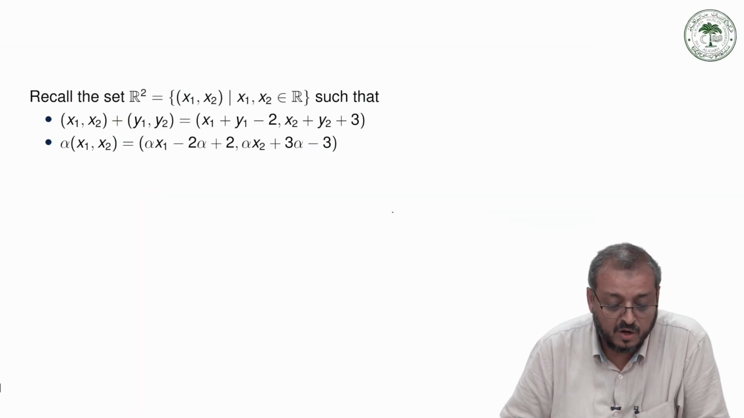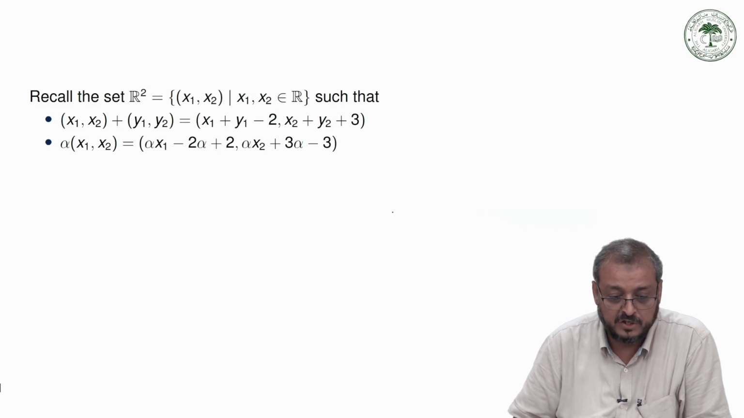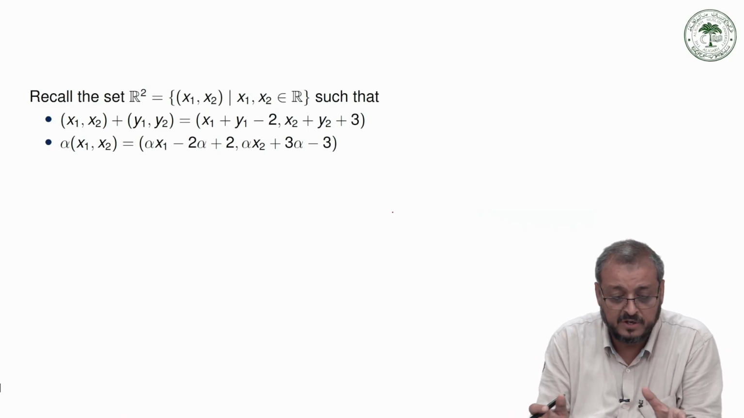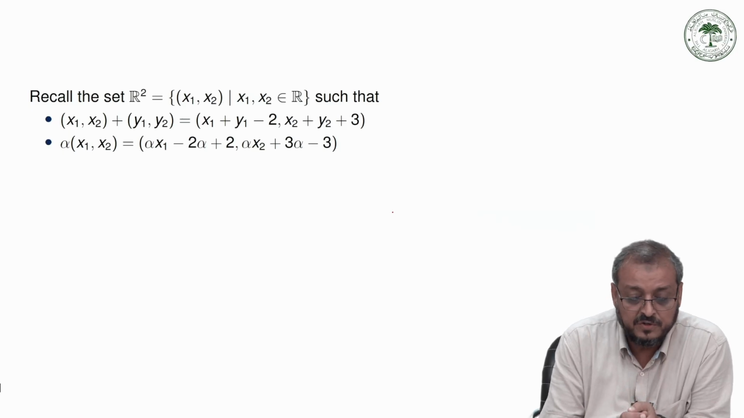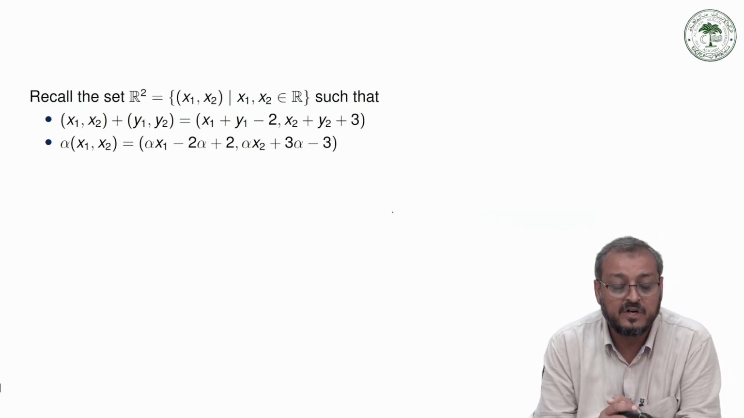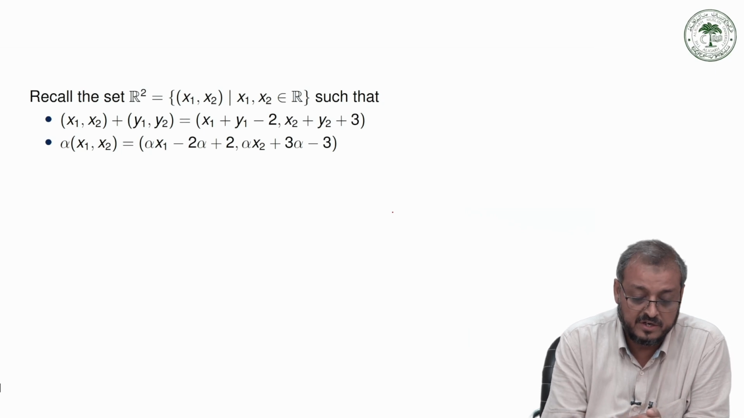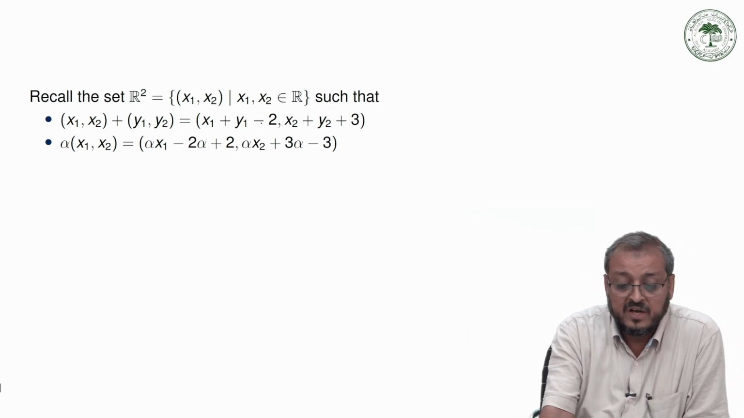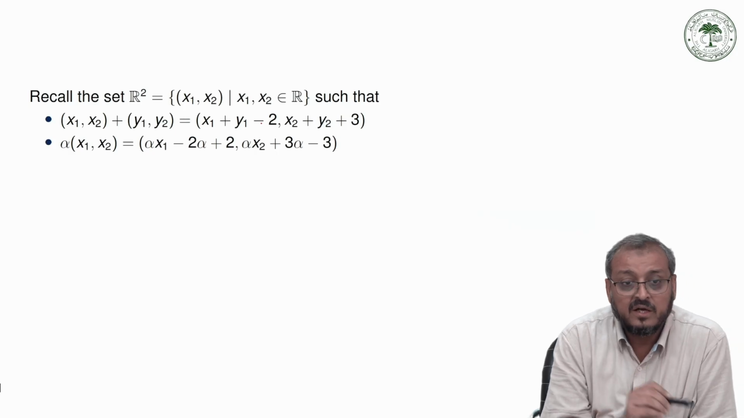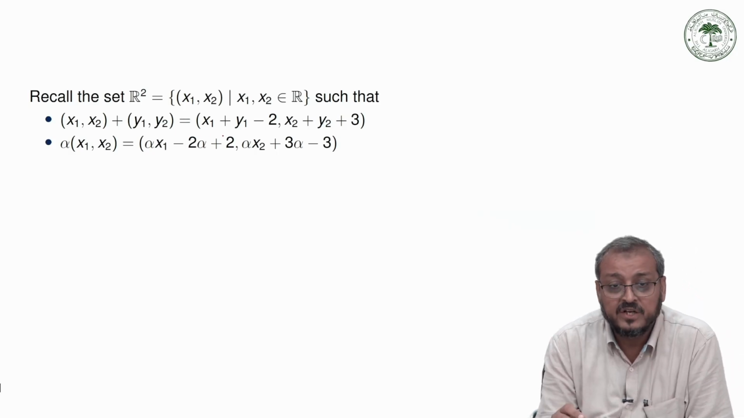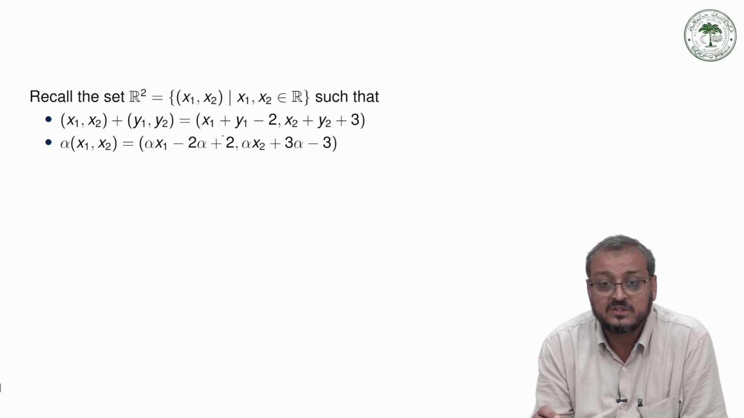Now we start with a new example. This is a different type of example, not ordinary. In this we define vector space addition and scalar multiplication in a different way, not the ordinary addition and scalar multiplication. On R2, for x1, x2 and y1, y2, we define the addition as x1 plus y1 minus 2 and x2 plus y2 plus 3.